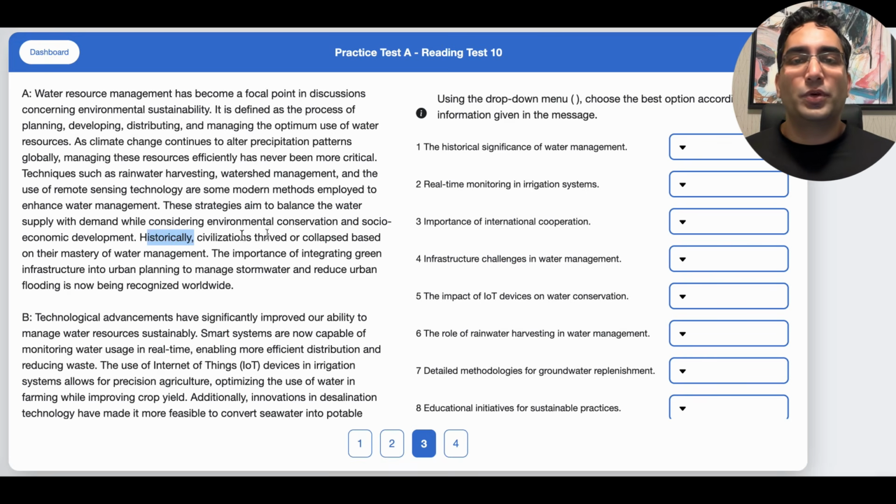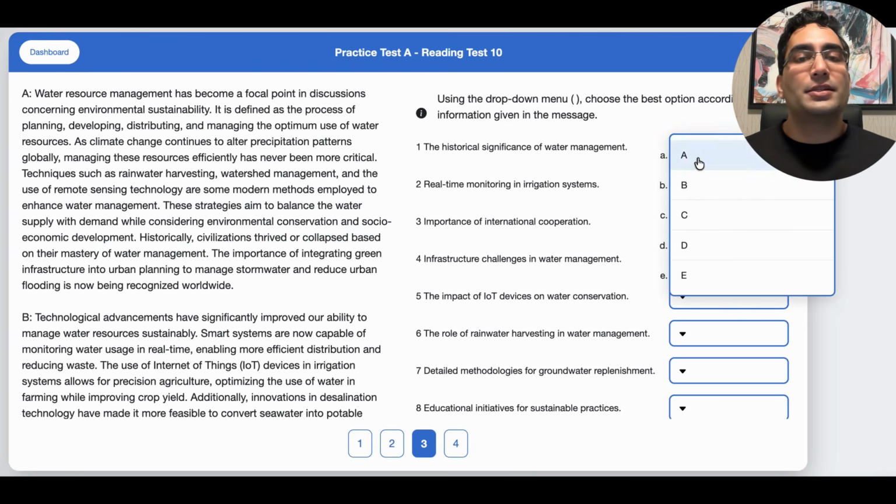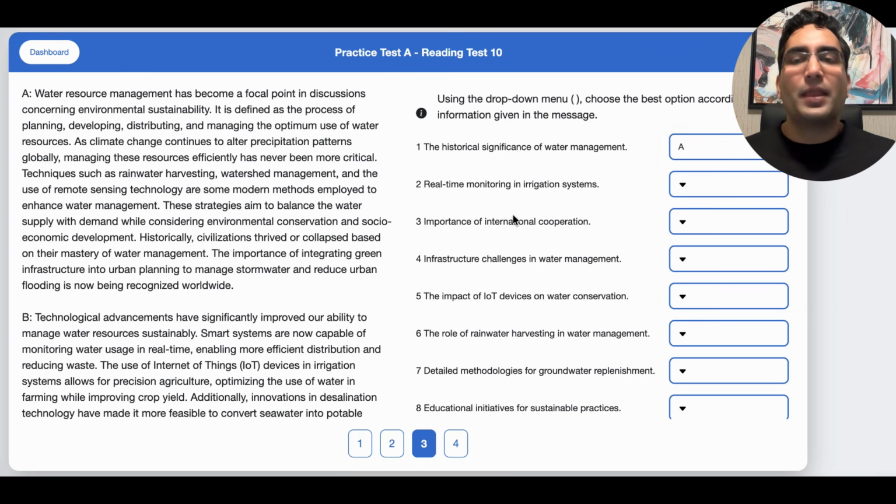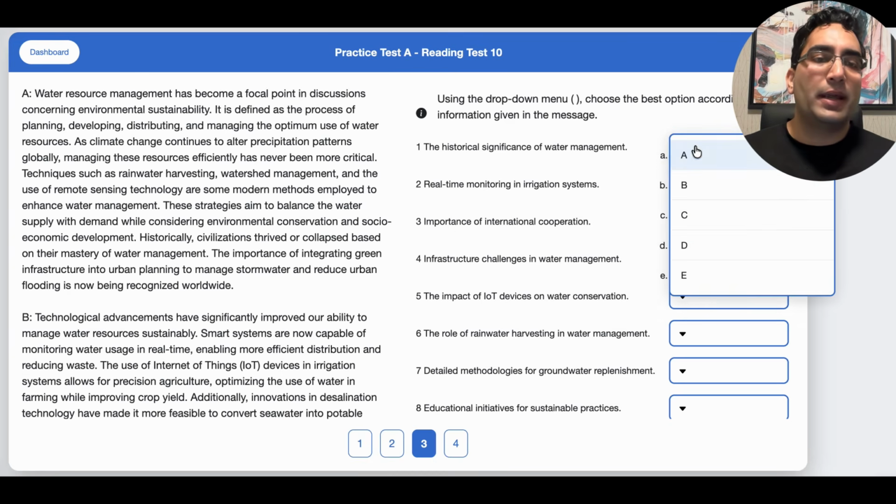We got our first word, historically, which kind of matches this. So let's read this. Historically, civilizations thrived or collapsed based on their mastery of water management. Okay, so if your water management was good, you were either surviving or collapsing. Does this match this historical significance of water management? It kind of does. It's saying water management was important for civilizations to either thrive or collapse. I'm going to pick this answer A. I'm still not done. I'll read it, and if I change my mind, I can change it.